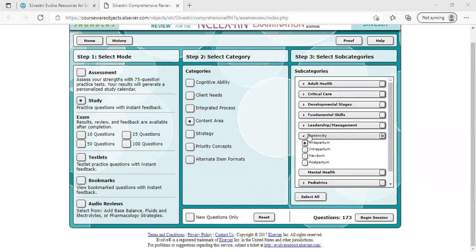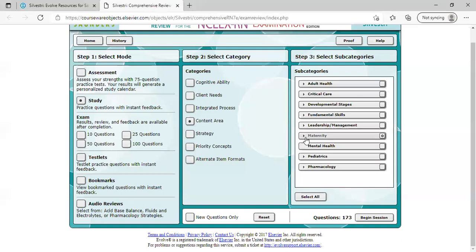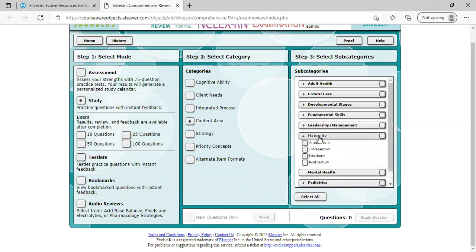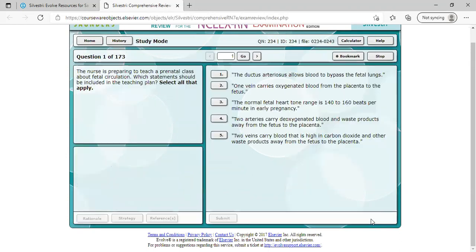It is good if you click not in the big box. It is good to click in the small triangle. Then the subcategories come: antepartum, intrapartum, newborn, and postpartum. Here I'm going to show you antepartum care questions and answers. Total 173 questions. You can push the begin session.